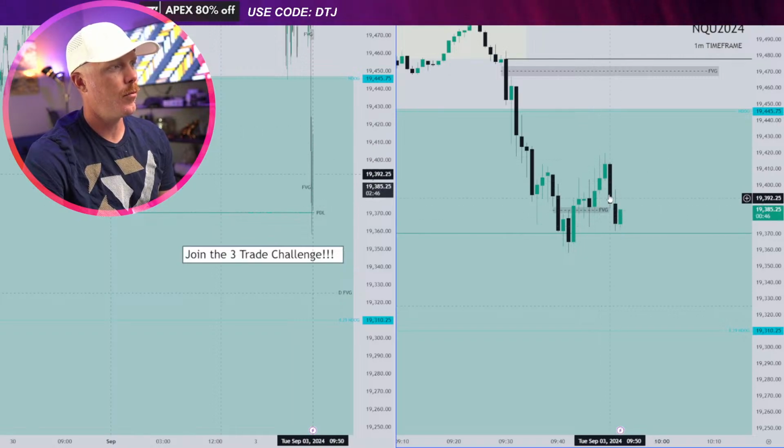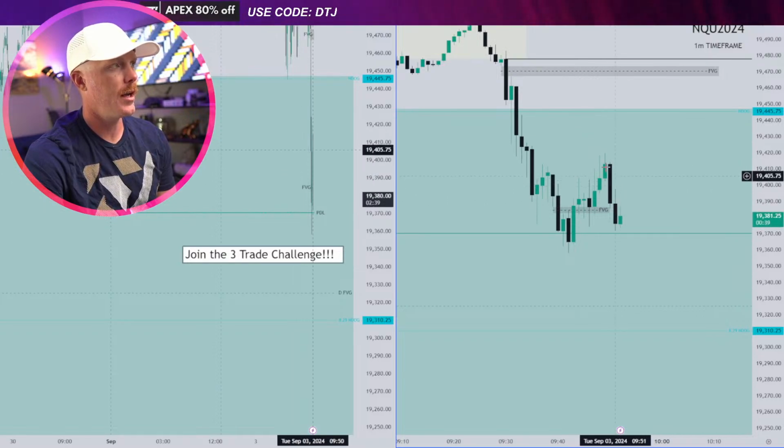Here's an example of what I wanted to see going lower. I wanted to see a price attempt to go lower, and then maybe use this fair value gap right here.